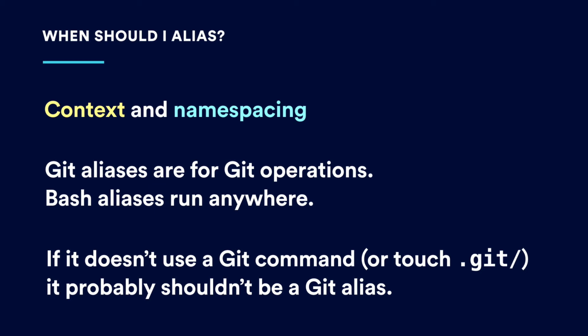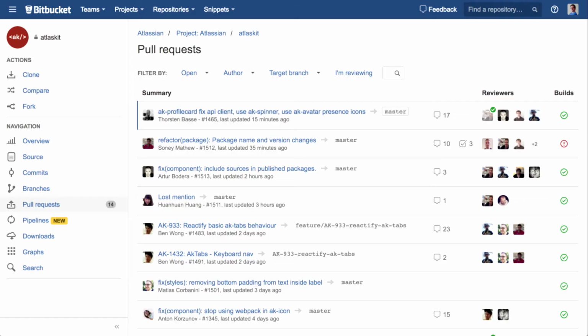So next, well, actually, and one other cool thing that you can do with aliases, particularly in the context of a Git repository, is use them to interact with other services built on top of Git. For example, my favorite Atlassian tool, Bitbucket. Now, has anyone tried out Bitbucket pipelines yet?